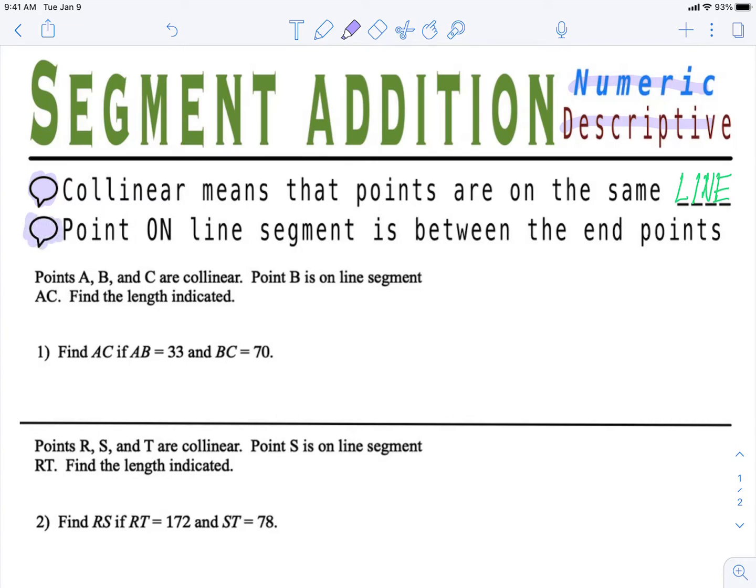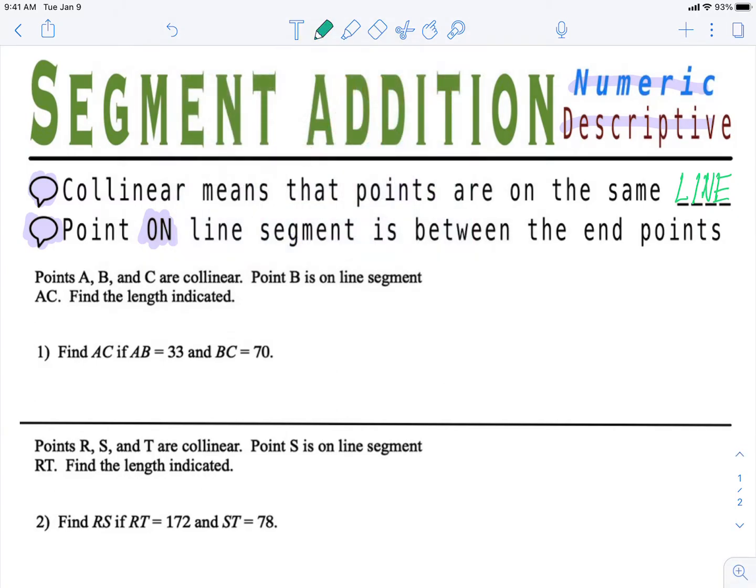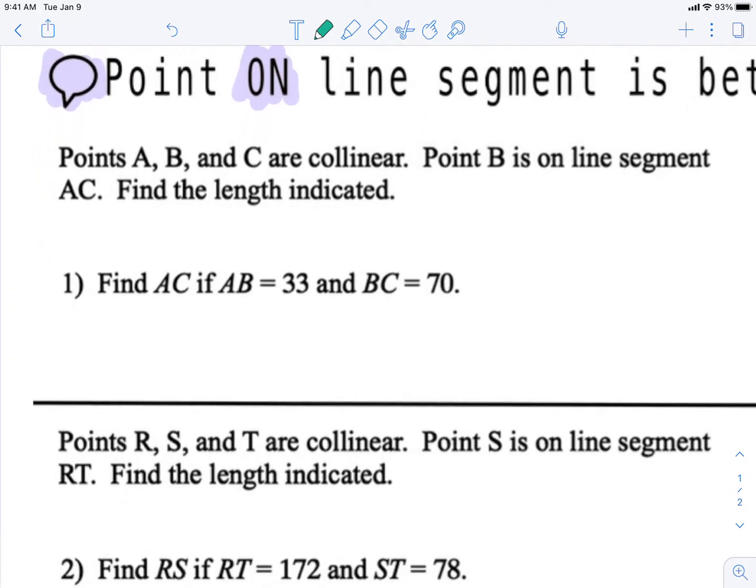Point number 2: a point on a line segment is between the endpoints. So when somebody says in the problem that the point is on the line segment, it means it's somewhere in the middle. It doesn't have to necessarily be in the middle, but it's somewhere between the two endpoints. I'm going to show you how that works. So let's see the first example here.